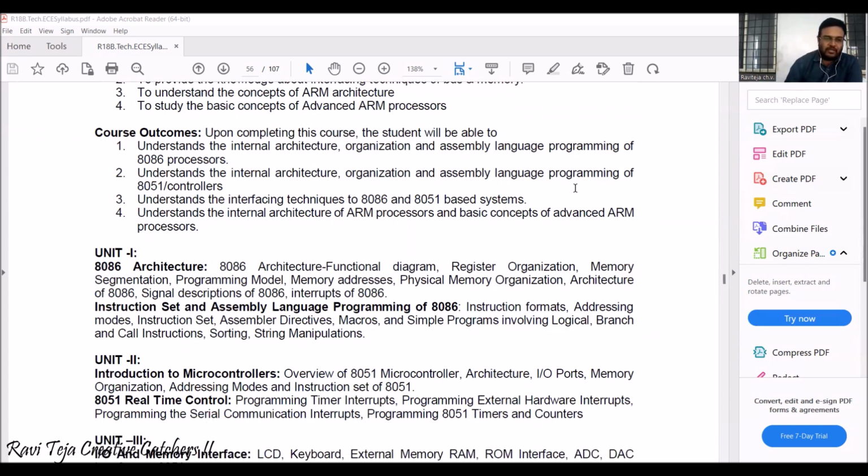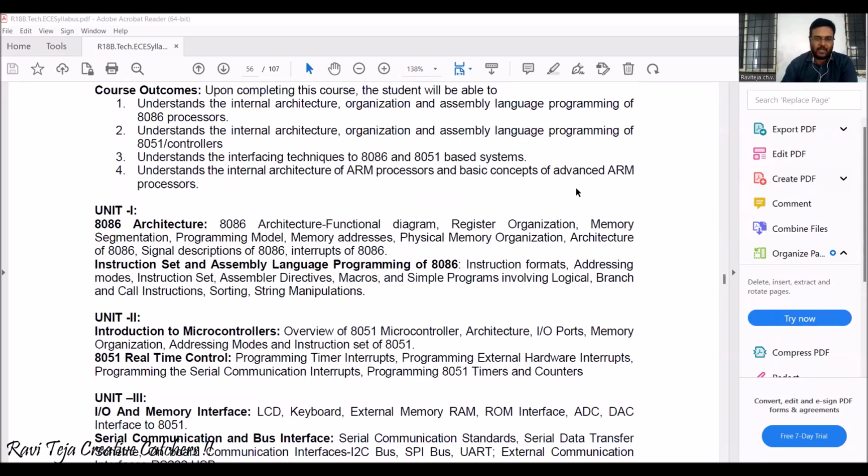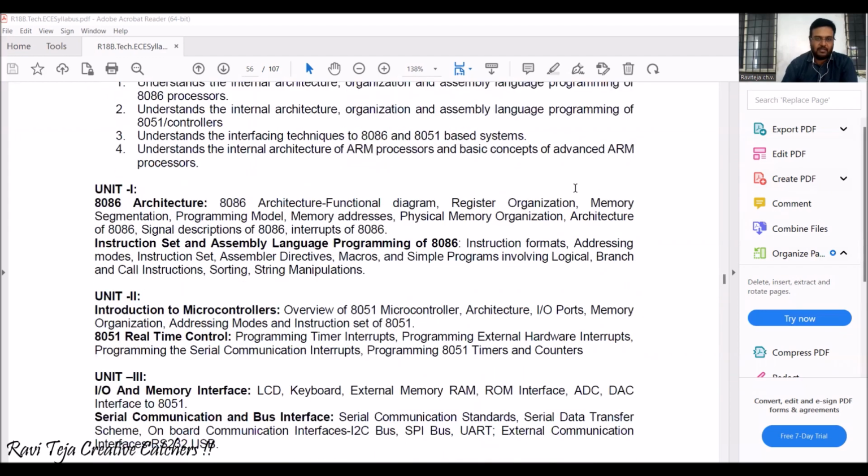On the whole, there are 5 units to be covered to complete the MPMC subject. The first unit talks about the 8086 architecture: its architecture or functional diagram, how the register organization and memory segmentation are done, the programming model, the different types of memory addresses, and how physical memory organization is done. We also see the signal descriptions of 8086 and its interrupts.